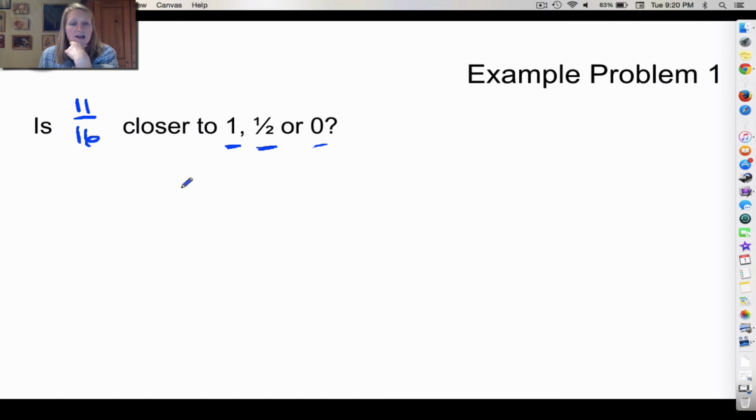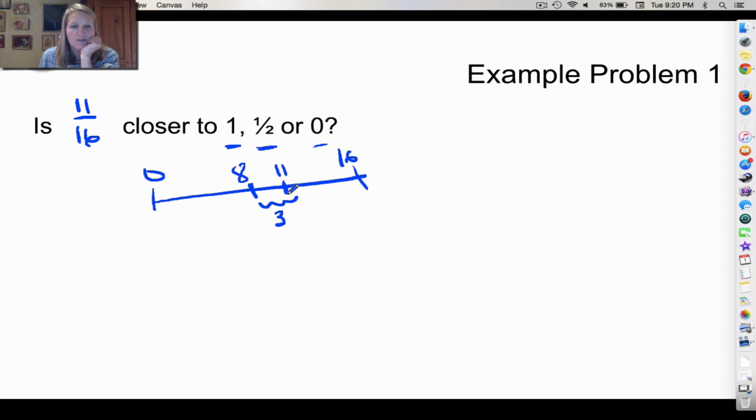You could say, half of 16 is 8, so is 11 closer to 8, or is it closer to 16? Here's 16, here's 0, and then you have 8, 9, 10, 11 here. So this is 3 steps this way, versus 11, 12, 13, 14, 15, 16, so this would be 5 steps away. So you're actually closer to the half. Okay, so that's another way to figure that out.